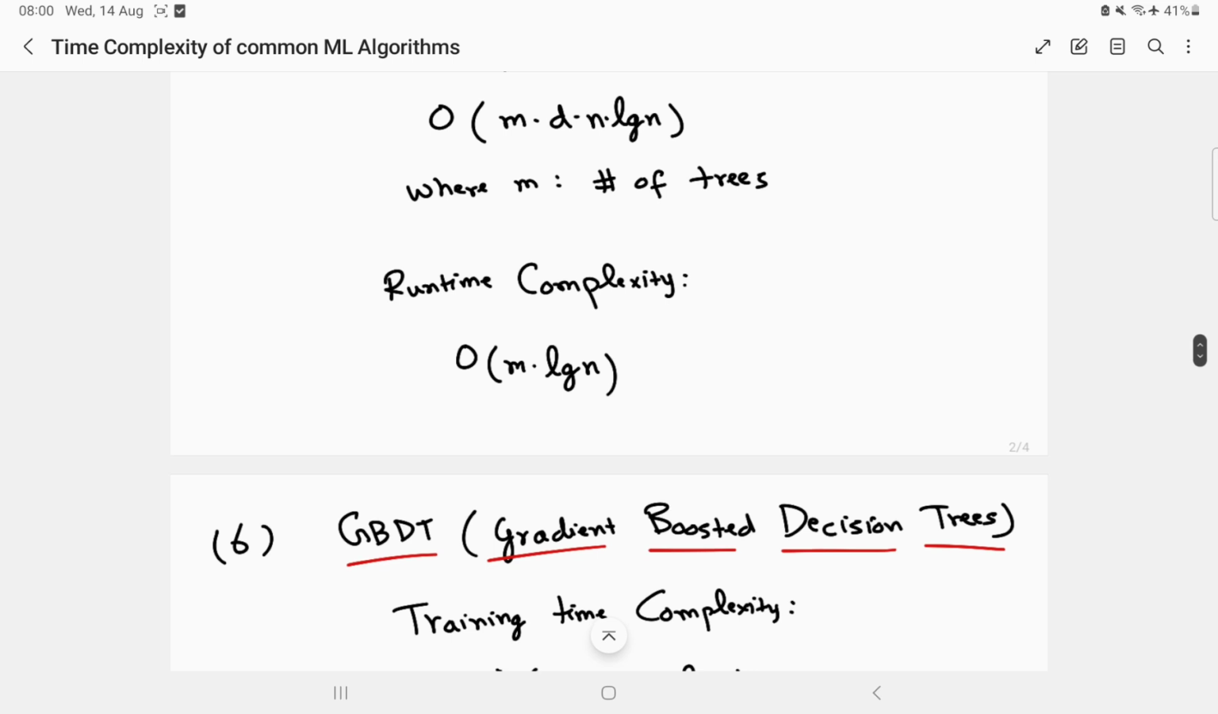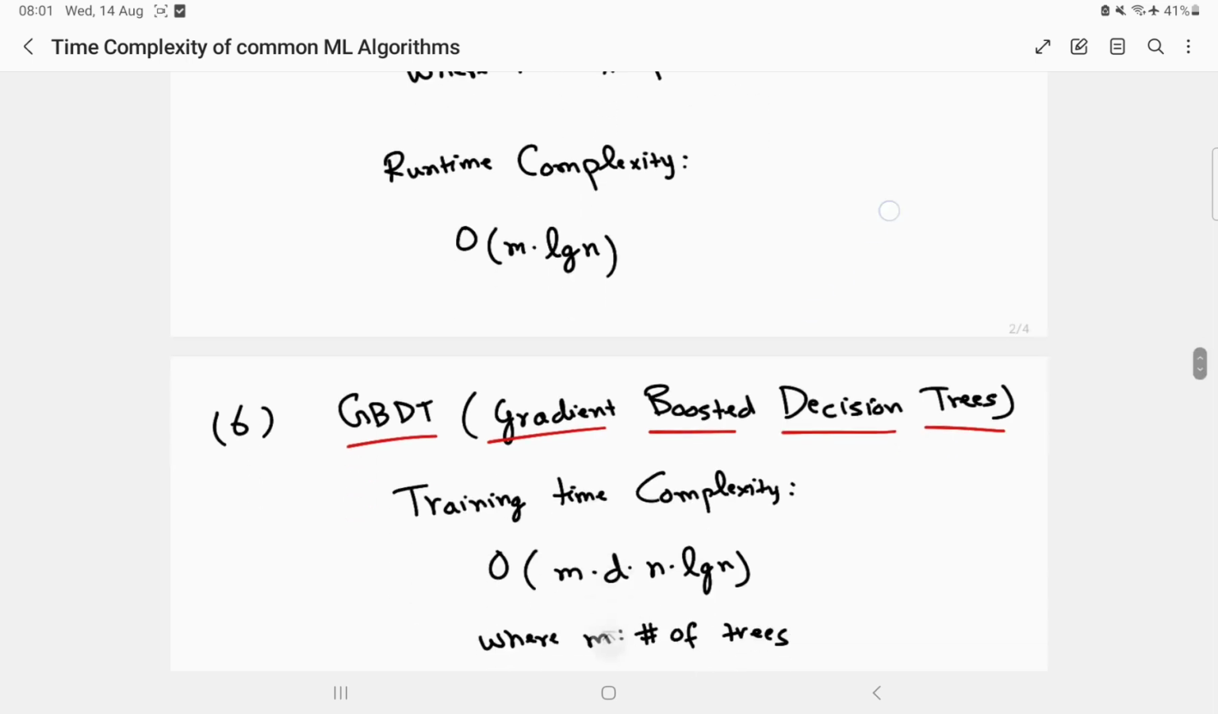By similar logic, the runtime complexity for random forest is given as m times log n, because you have m trees and traversing each one of them would take log n time, and the prediction involves averaging the results of m trees, and therefore you have a runtime complexity of big O of m times log n.